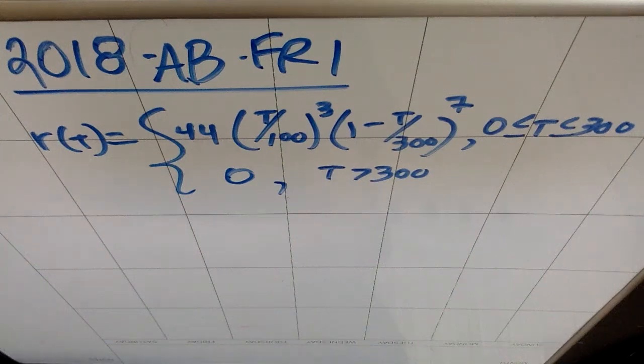All right. This is 2018 AB for response 1, and we are doing AP review. This is a calculator problem.